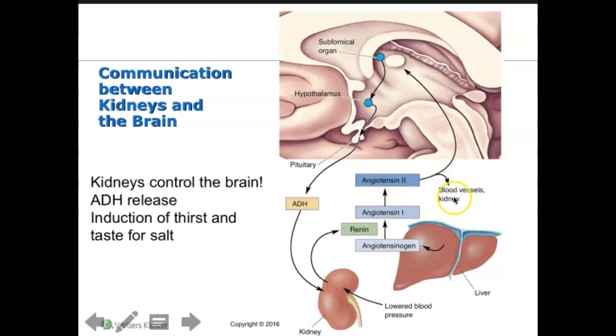Angiotensin II is going to work directly on the blood vessels, and the blood vessels will essentially tense. So that's why it's called angiotensin. They will tense, meaning they will decrease their diameter, increasing the blood pressure. So this is all resulting from a decrease in the blood pressure.